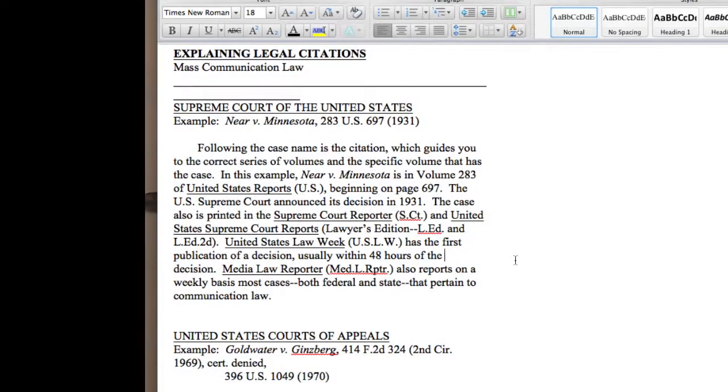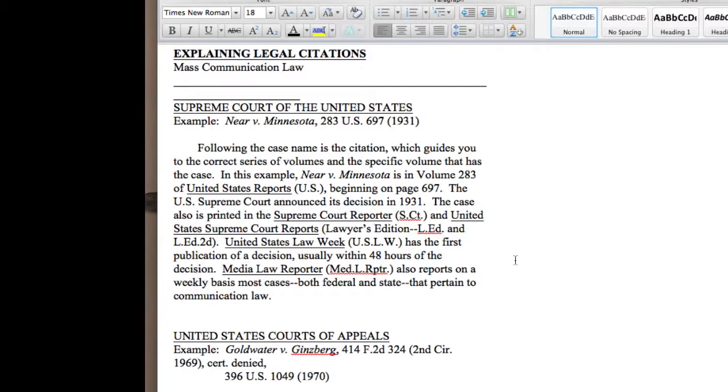Hello again, this is Professor Harper, and I just wanted to go through a brief lecture about legal citations. You'll see a lot of them throughout this class, and while they may seem a little overwhelming, I'll post this up under resources, both the video and this sheet, to give you an idea of what they mean.